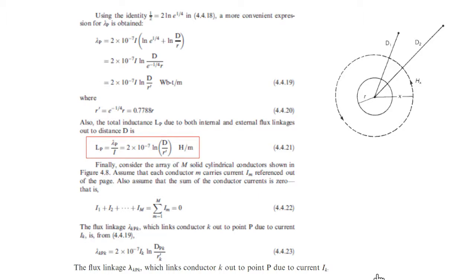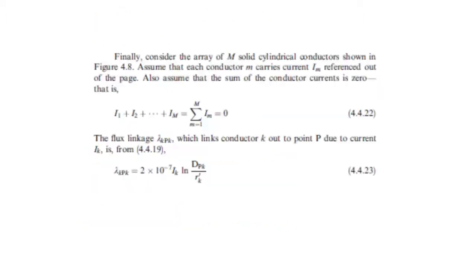All right, so that's the inductance outside. Remember, the inductance inside the conductor, we call it internal, the inductance is constant. Outside, it depends on the distance and the radius. But don't forget to multiply the radius by 0.7788.